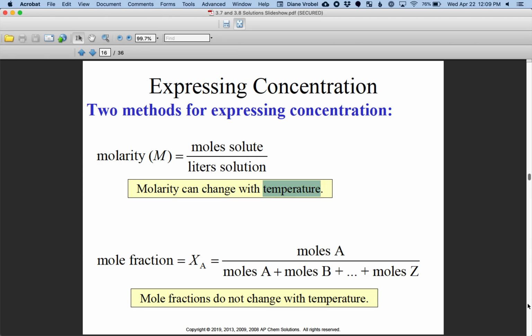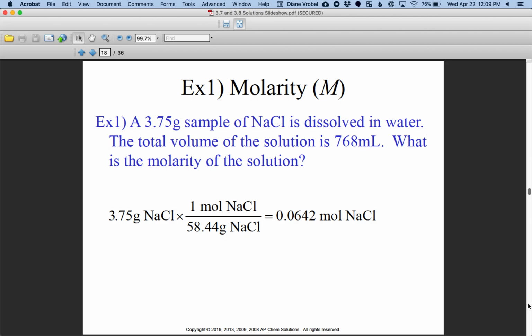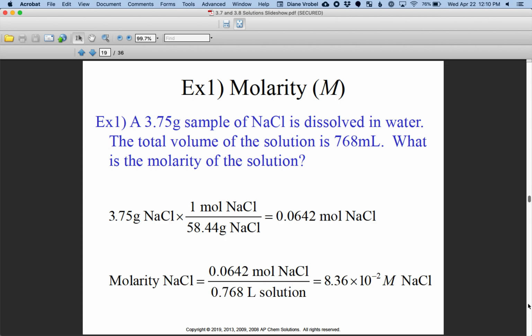whereas molarity changes with temperature. Okay, so here's an example of mass and volume, and notice that you want to convert the mass to moles and the volume to liters. And please show your units in your calculations, especially using the capital M at the end with your answer. And I would pay attention to sig figs. Notice that you started with 3 sig figs for your mass, and your volume is 3 sig figs, so your answer probably should be 3 sig figs.